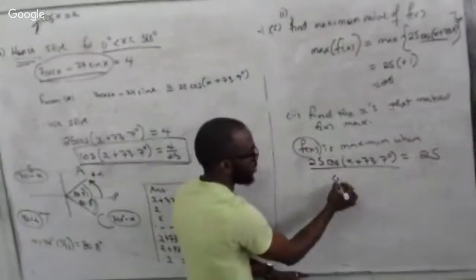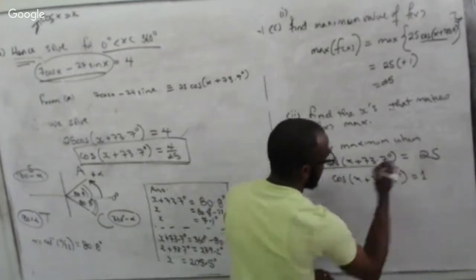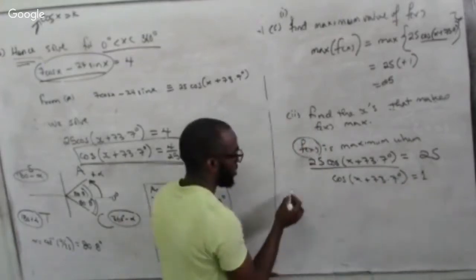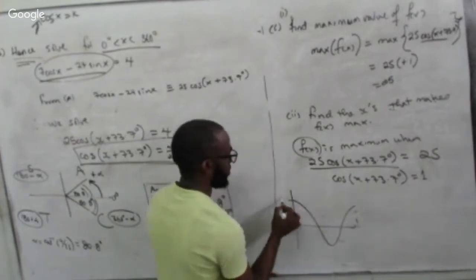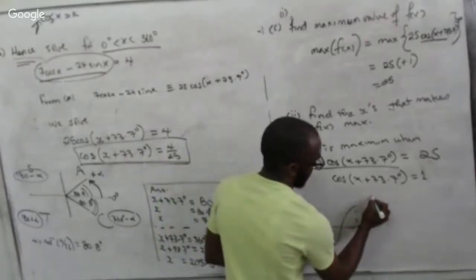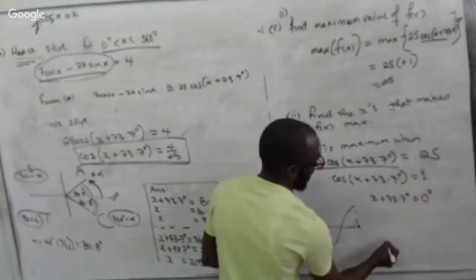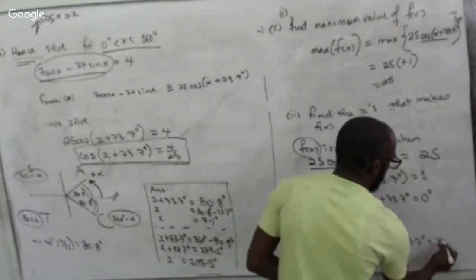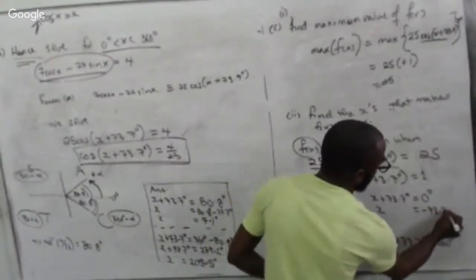So can you see that cosine of x plus 73.7 degrees is equal to 1? In that case, when I divide both sides by 25, this I can use the graph for. But when is cosine equal to 1? When it's equal to 0 and 360. So x plus 73.7 degrees equal to 0 degrees, and x plus 73.7 degrees equal to what? 360 degrees. So in this case, x is equal to minus 73.7 degrees. Answer?